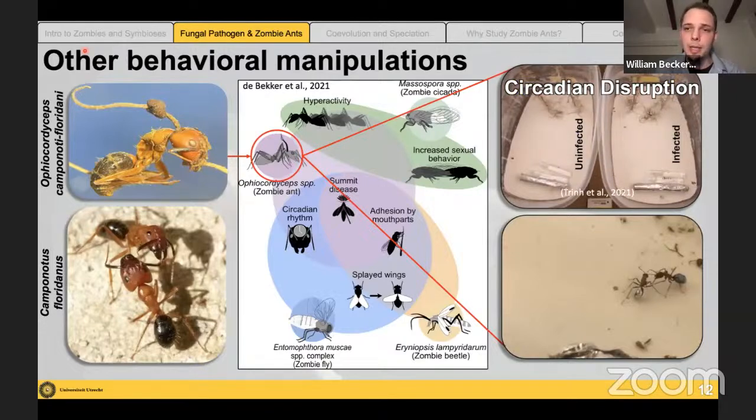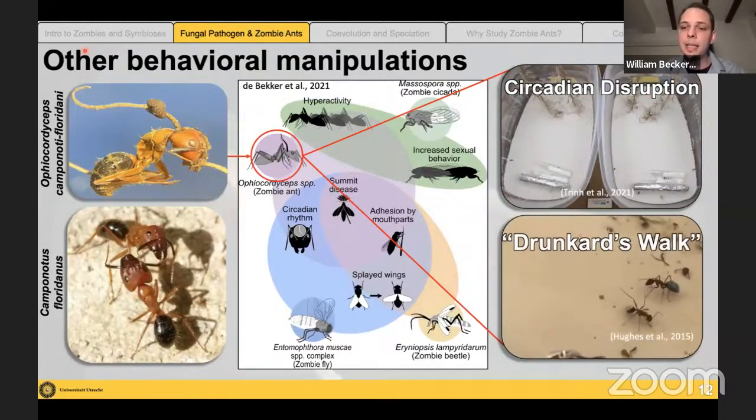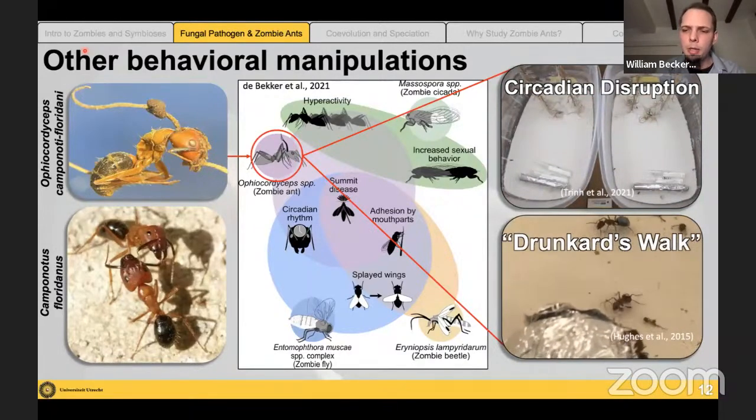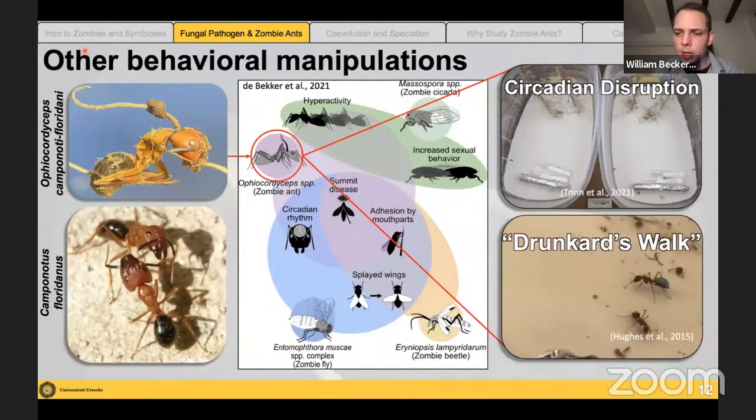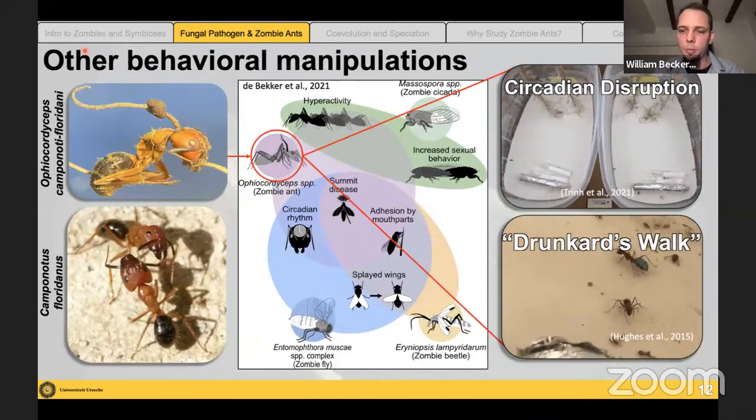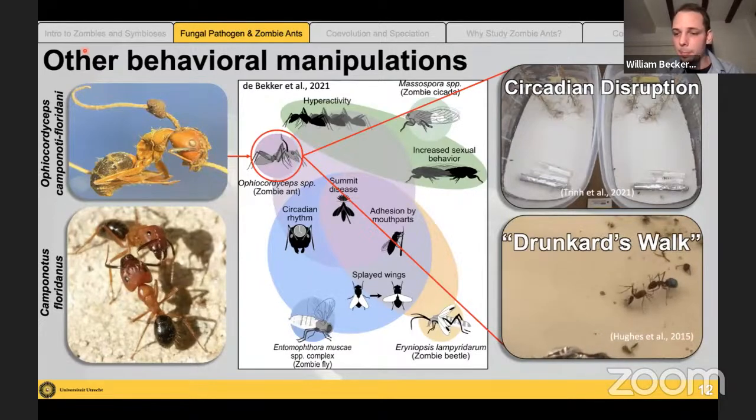So just like the zombies that we see in film and pop culture, these Ophiocordyceps infected ants are continuously wandering regardless of time. Furthermore, also like the zombies that are portrayed in film, we see during late stage infection major issues with motor coordination that occurs in ants. And this has been called the drunkard's walk due to the fact that it looks like the ant is extremely drunk, by Dr. Hughes at Penn State.